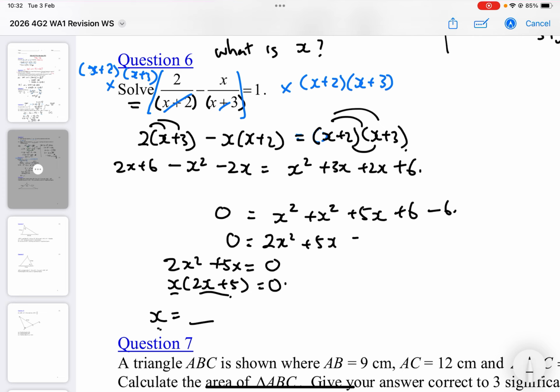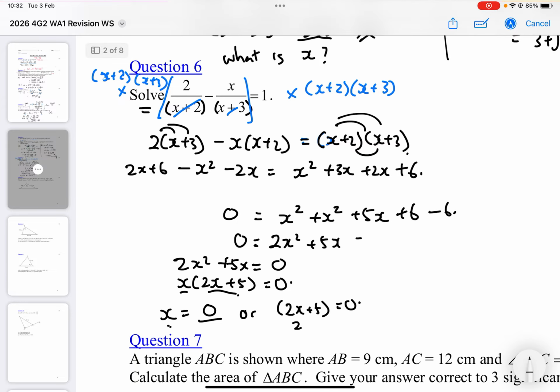Then I will have two solutions. Either x equals to 0 or this bracket equals to 0. Bracket equals to 0 also, multiply anything also can make it 0. Then from here, simplify, bring my 5 across, then divide by 2.